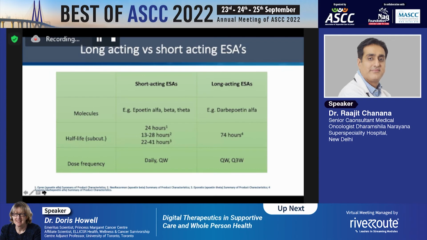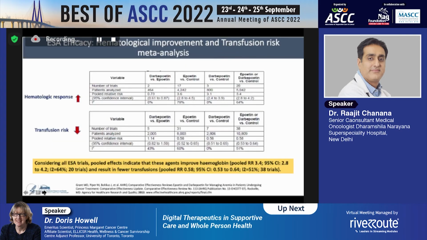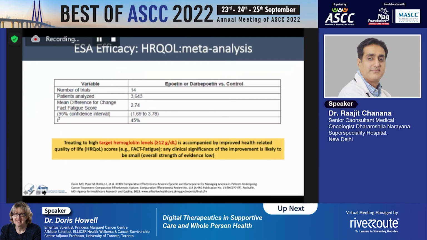So we have short-acting and long-acting ESAs. Short-acting includes epoetin alpha, and long-acting is darbepoetin alpha. So ESAs have shown a better hematological response and decrease in the risk of transfusion. So considering all the ESA trials, pooled effects indicate that these agents improve HB and result in fewer transfusions. In terms of health-related quality of life also, treating to a high target HB level of more than 12 is accompanied by improved health-related quality of life.